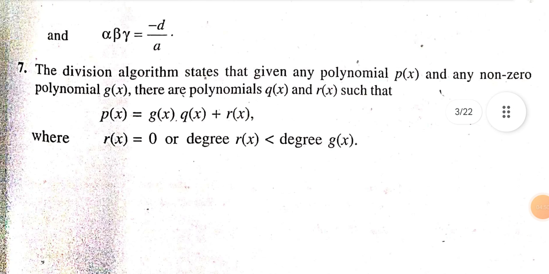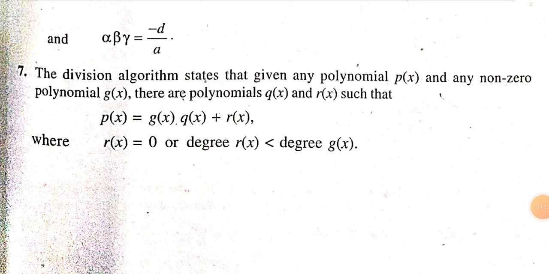7. The division algorithm states that given any polynomial p(x) and any non-zero polynomial g(x), there are polynomials q(x) and r(x) such that p(x) is equal to g(x) multiplied by q(x) plus r(x), where r(x) is equal to 0 or degree r(x) is less than degree g(x).